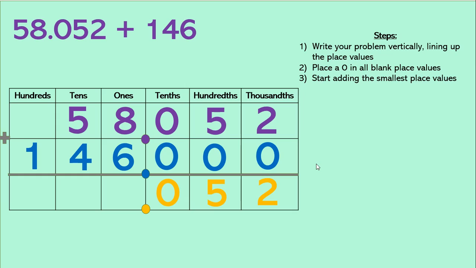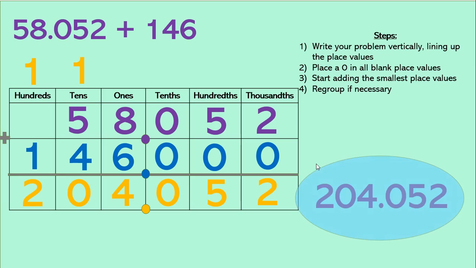Now we're going to be adding the ones place. Remember to regroup if necessary. 8 ones plus 6 ones is 14 ones. The 4 goes into the ones place and the 1 is carried to the tens place. 5 tens plus 4 tens is 9 tens, plus the 1 ten that we carried over is 10 tens. The 0 goes in the tens place and the 1 is carried to the hundreds place. Here we have 100 plus 100 is 200. So our answer is 204 and 52 thousandths.